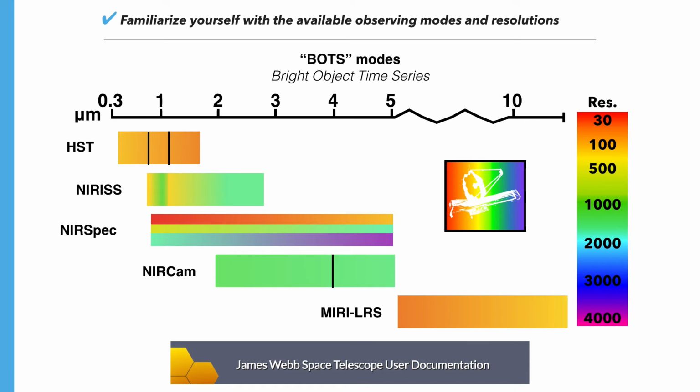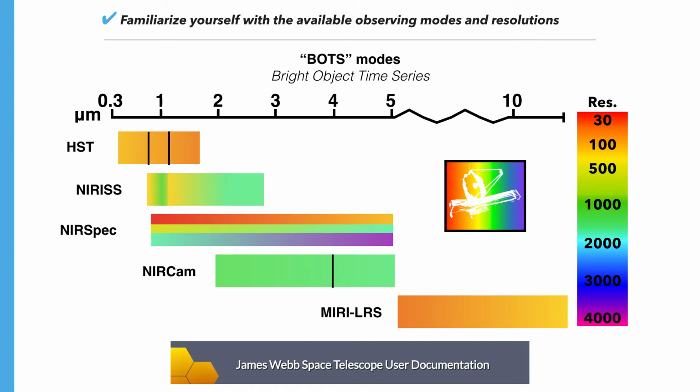Before we do anything, the first step is to familiarize yourself with the available observing modes, their resolutions, and their wavelengths. For this talk, I'm only going to be focusing on the bright object time series, or the BOTS spectroscopy modes, which I'm showing here. The 4 instruments cover wavelength regions from just short of 1 micron all the way up to 14 microns at resolutions ranging from 100 to a few thousand.